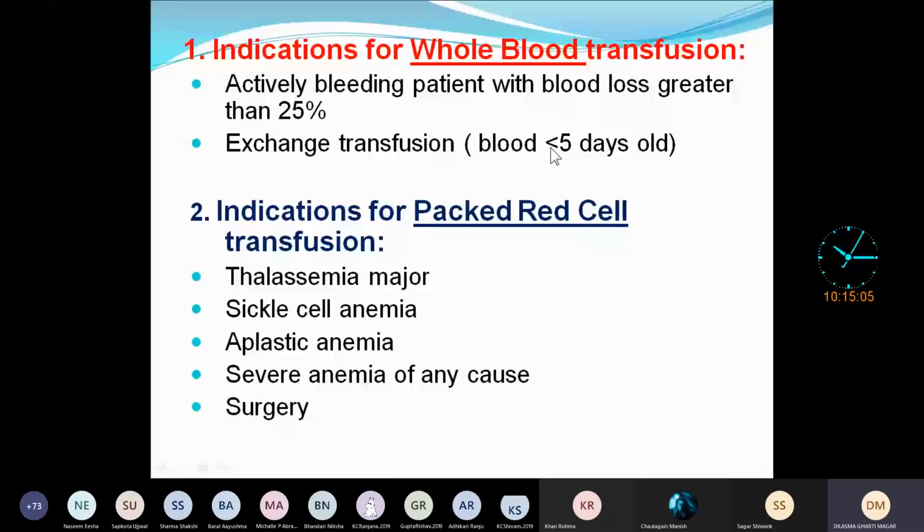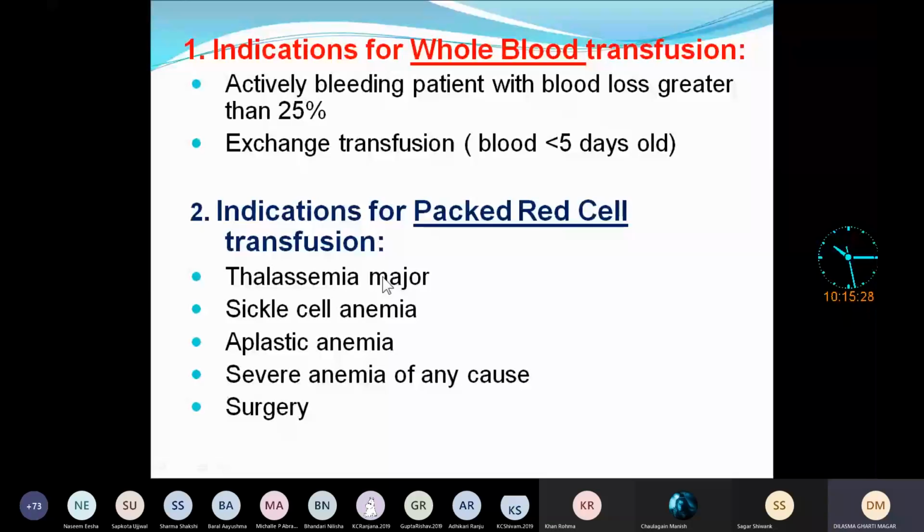So now we'll come to the indications for the packed red cell transfusion. Packed red cell, I already told you how it is prepared, isn't it? Packed red cells mainly contain RBCs. So what's the use? We'll give it in case of thalassemia major. Thalassemia you must have studied, and sickle cell anemia, also aplastic anemia, and severe anemia of any cause, or sometimes in case of surgery also we can give.